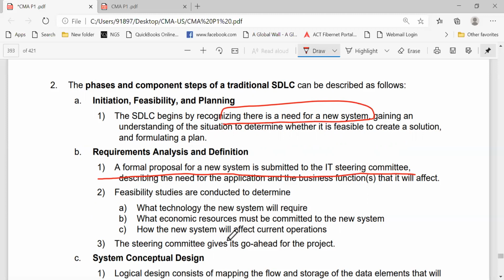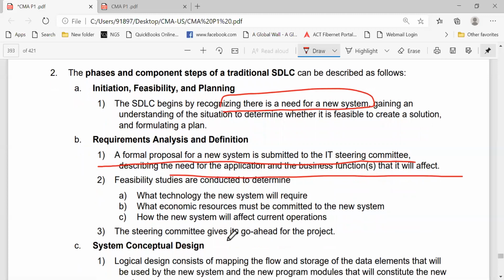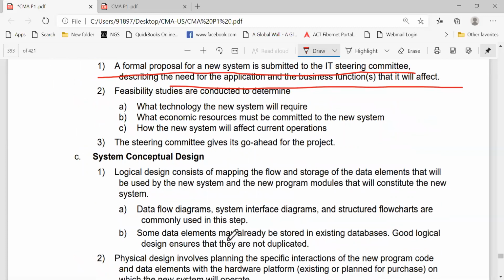What I understood after identifying my needs is that I can upload all my videos on YouTube, and later I can unlist them, or keep them private, and share those videos only with whom I want to. So that is an understanding about it, and then comes how you go ahead with it. Now, describing the need, how the application will affect. Feasibility studies are conducted to determine what technology the new system will require, what economic resources must be committed to the new system, and how the new system will affect current operations.